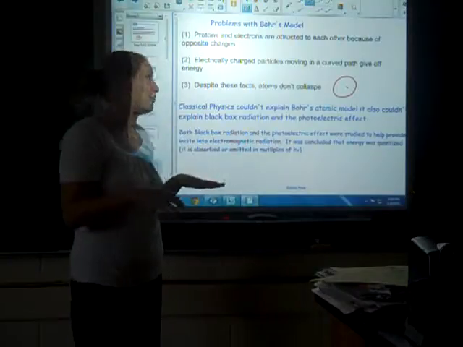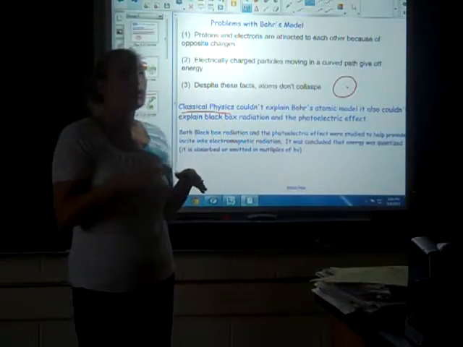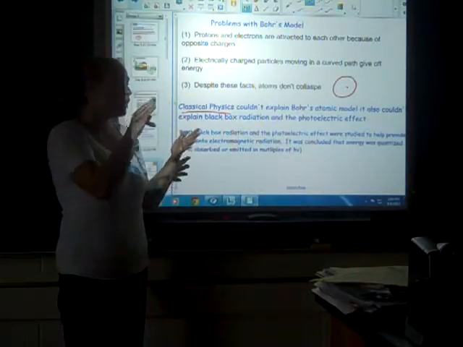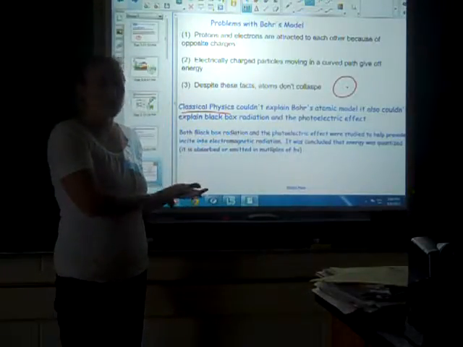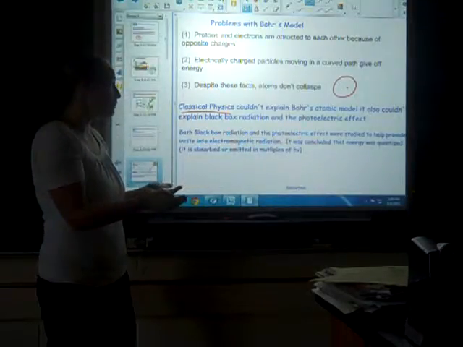Bohr said that didn't happen, but classical physics, or the science at Bohr's time, couldn't explain what Bohr was seeing with that line emission spectrum, or what he proposed to be the model of the atom, all right?